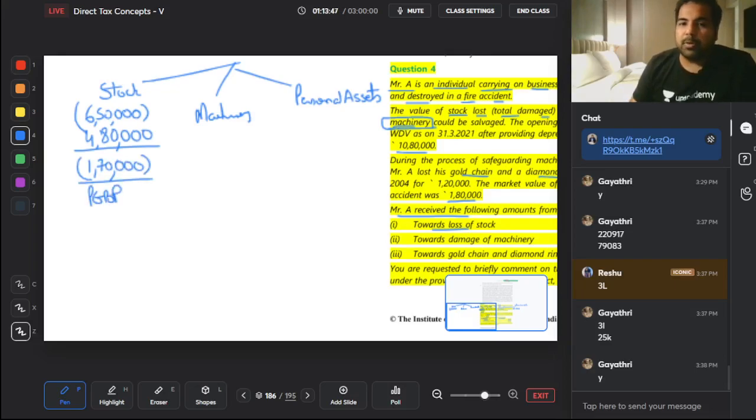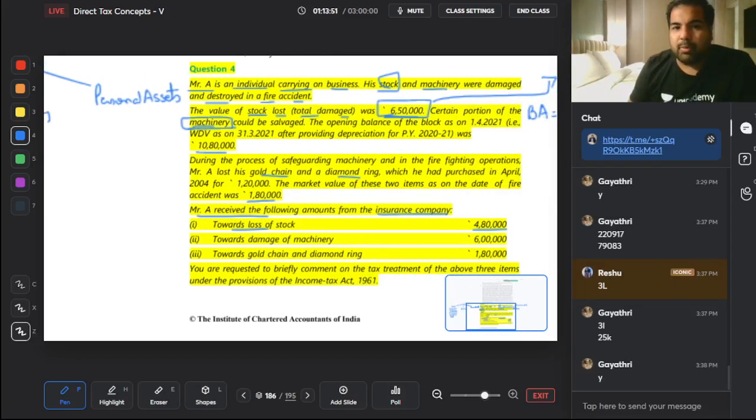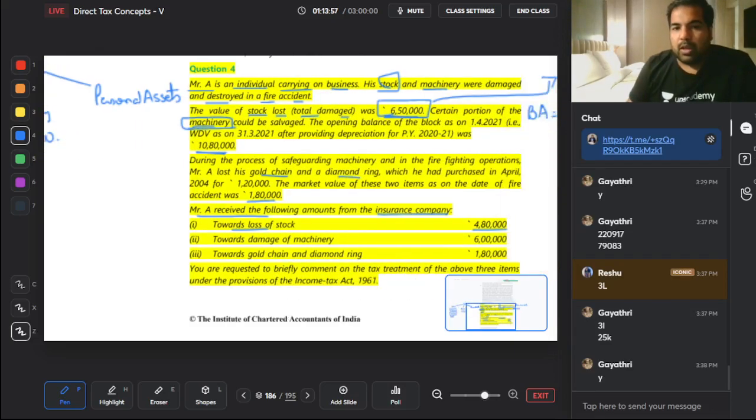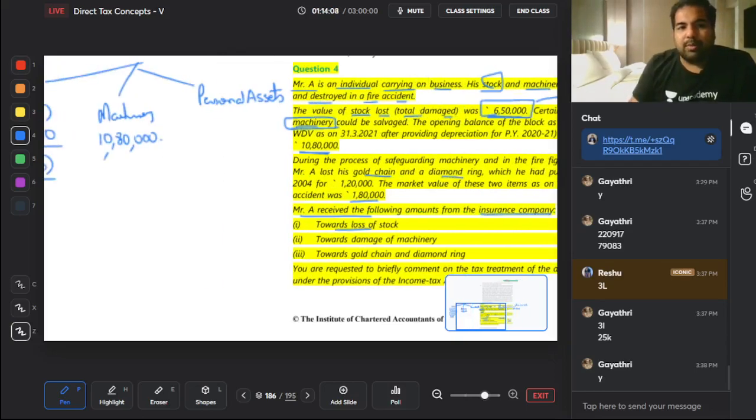Why? Because it's stock. For machinery, the machine's WDV was 10,80,000. And you got 6 lakh rupees from it. Certain portion of the machinery could be salvaged. The opening balance of the block is 10,80,000. You got 6 lakh. So I'll minus 6 lakh. And is there some machinery that is still left? Yes. So can I continue depreciation? Yes, I will continue depreciation on 4,80,000.